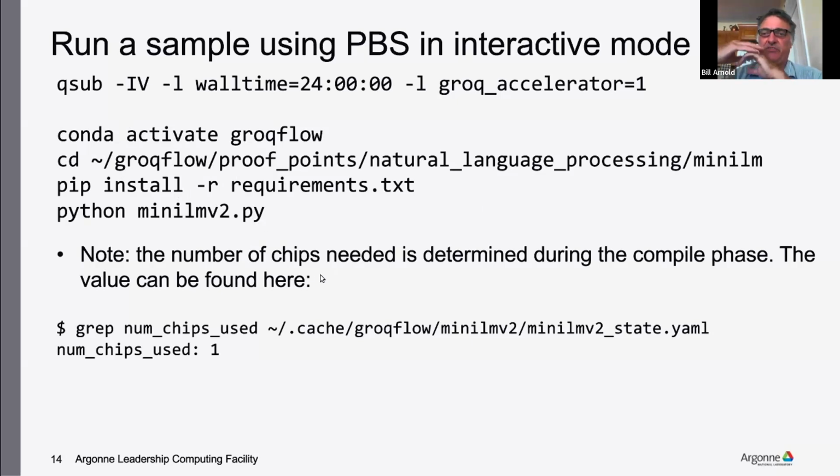The number of chips that are needed is determined during the compile phase, although you can offer hints. The value can be found by looking in one of the compile artifact files in the cache directory. So here's an example for a sample that was run above, and the compiler decided that it needed one chip.